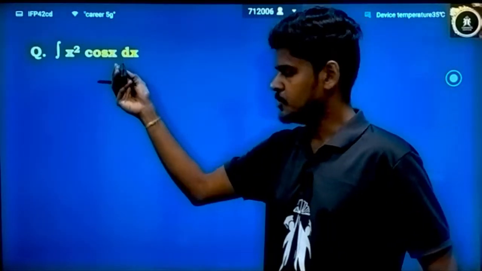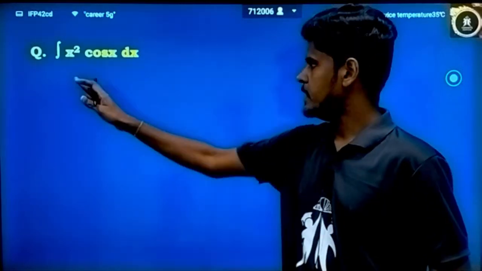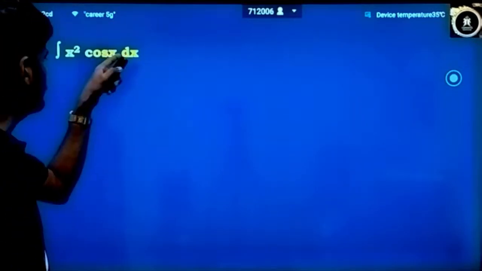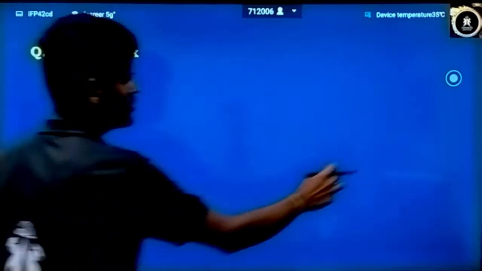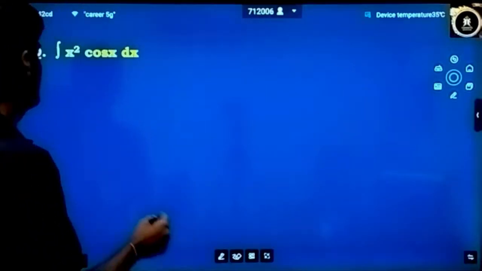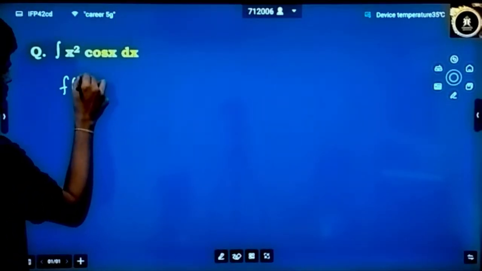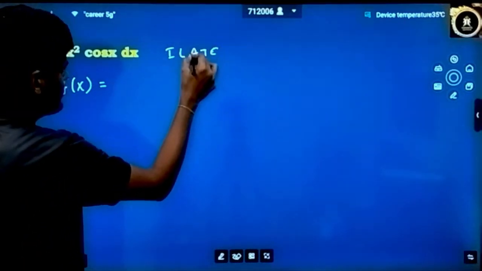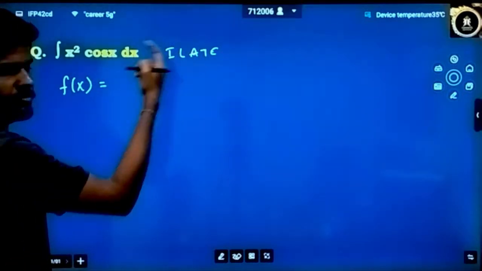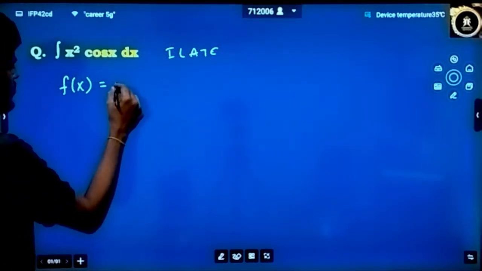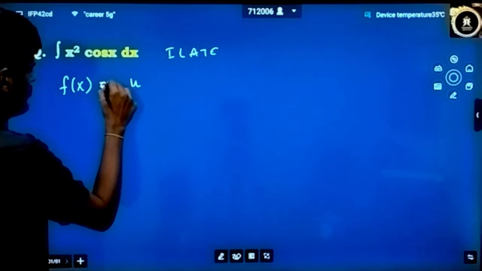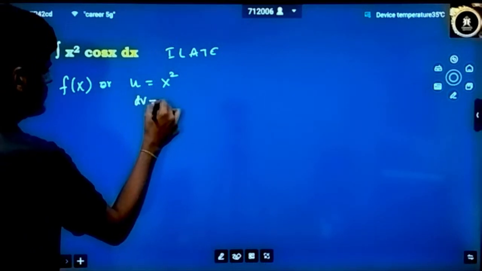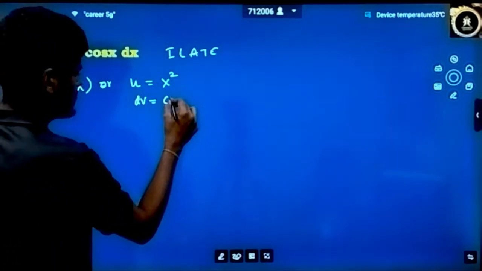Next question is integral of x square cos x dx. Now again, the first function is algebraic, the second function is trigonometric. So how to choose the first and second function? We will choose the first function by the ILATE rule. Algebraic comes first and then trigonometric function. So that means f of x or u function is taken as x square and dv is taken as the remaining value, that is cos x dx.